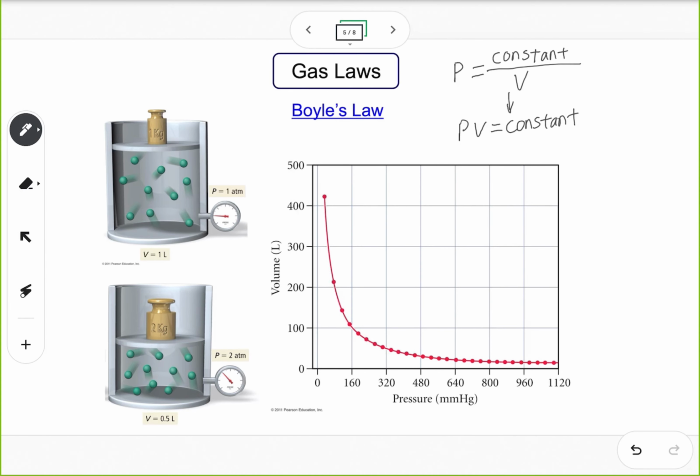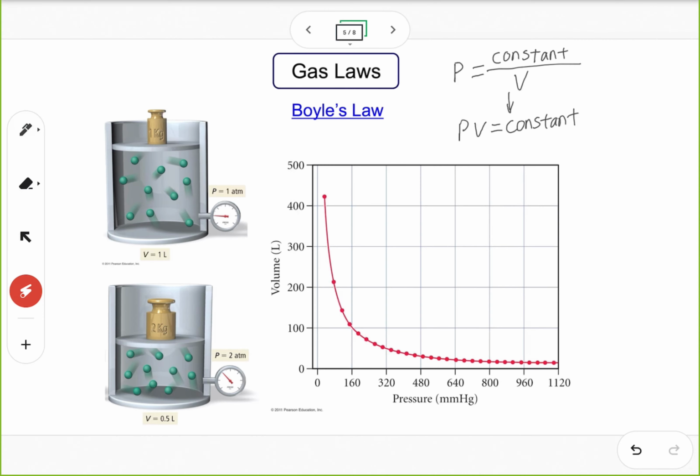Okay. So this equation tells us if you maintain the temperature as a constant, when you do this kind of measurement, temperature stays a constant. You don't change temperature. So in this case, P times V equals a constant.